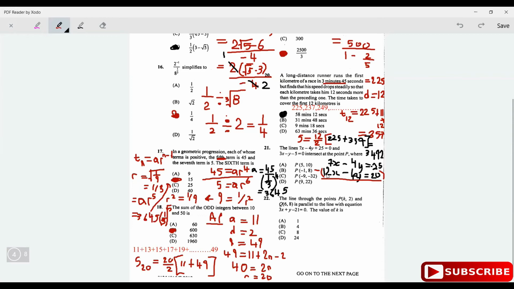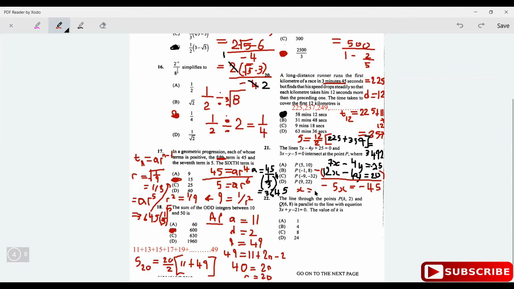Now 7x minus 12x, that's minus 5x, and minus 4y minus 4y is 0, minus 25 minus 20 is minus 45. And so in this case, x equals 9.